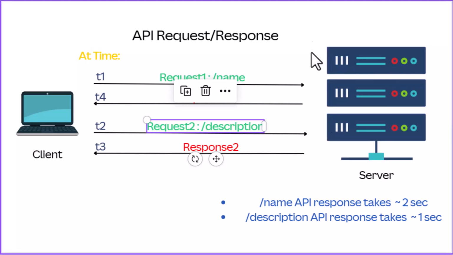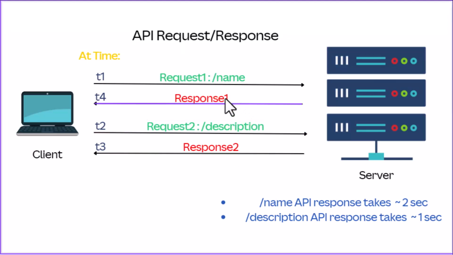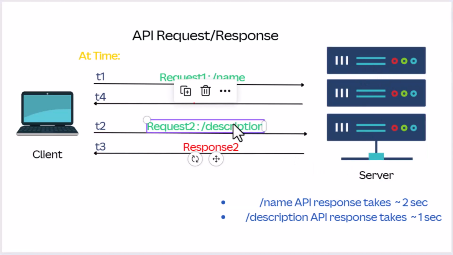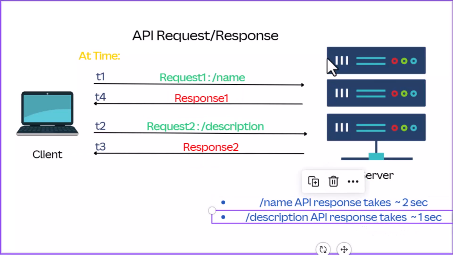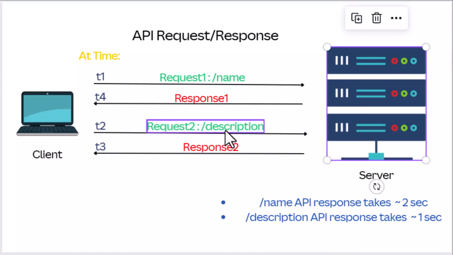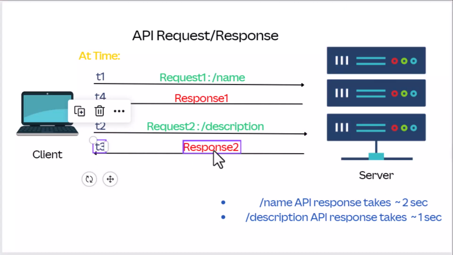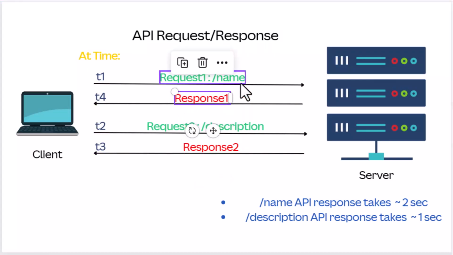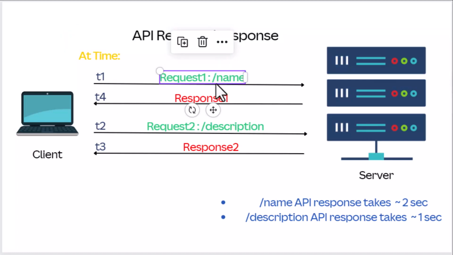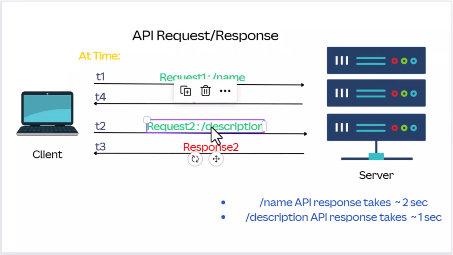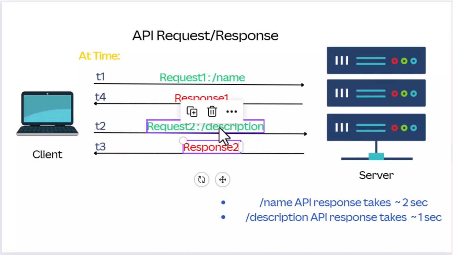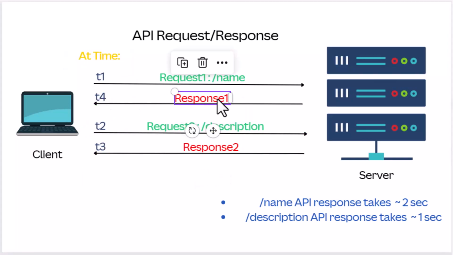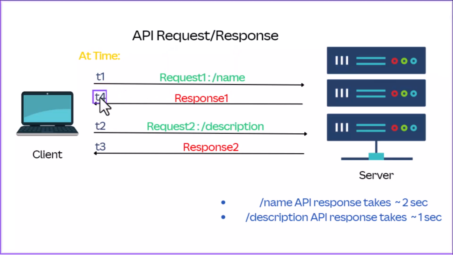Once triggered, it will again be received by the server and the server will process it. Out of both the responses the server has to provide, the description one takes only 1 second, right? So the server will first provide the response for the description API. At time T3 we will receive that response, and then after another second we will receive the response for the /name API also, right? So the sequence of execution is: at T1 we fired the /name API, at T2 we fired /description, at T3 we received the response from /description, and at T4 the response from /name.